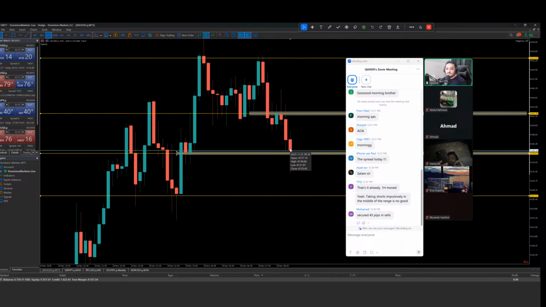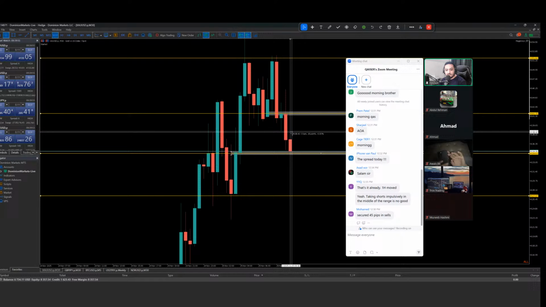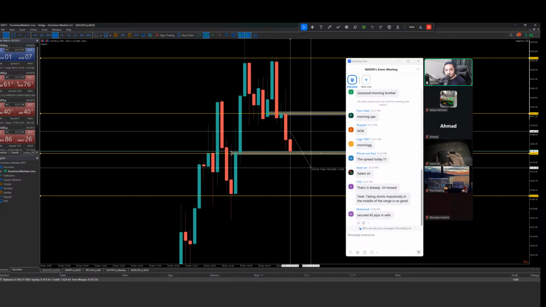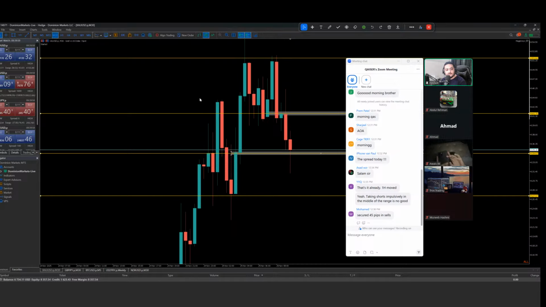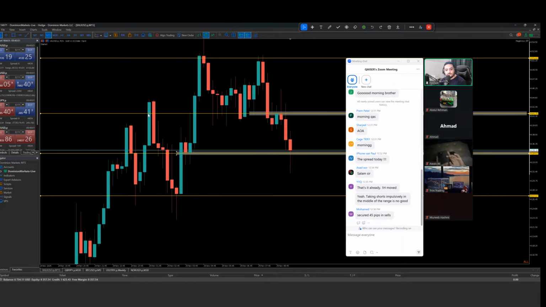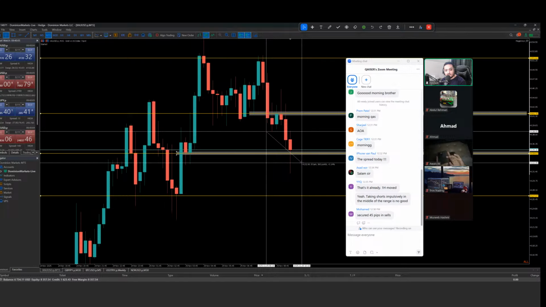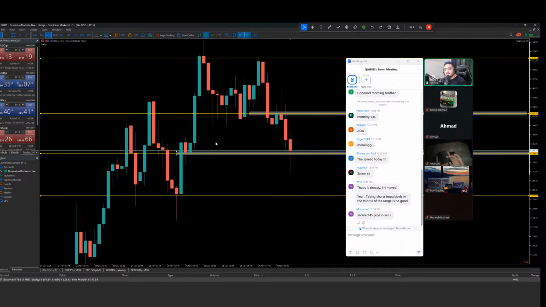Secured 45 pips in sells. Wow, very nice. You must have taken a sell somewhere above this area. Somewhere here? Might be, definitely. Yeah, this makes sense. From here to here, this makes sense. All right, so just waiting right now, 5 minutes left for this 15-minute candle to close.